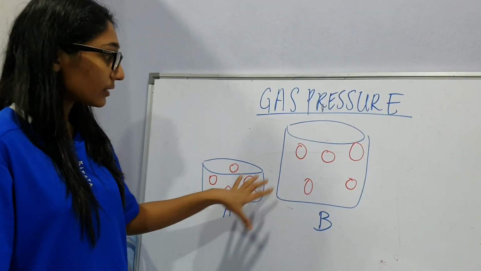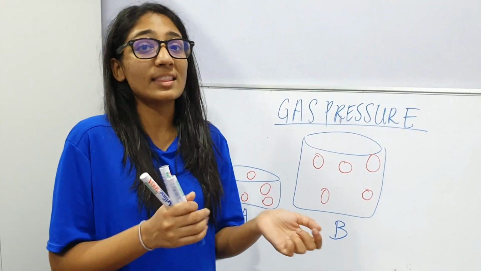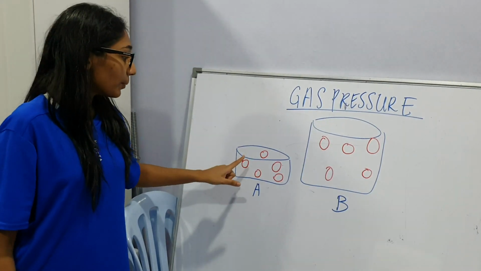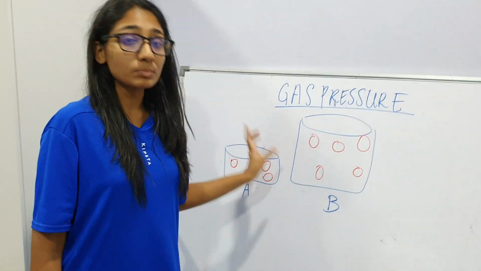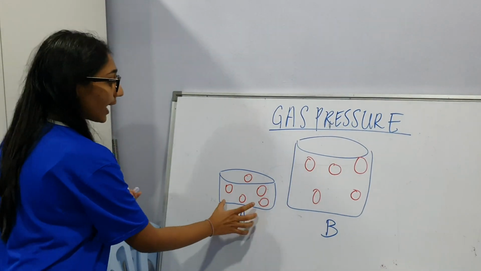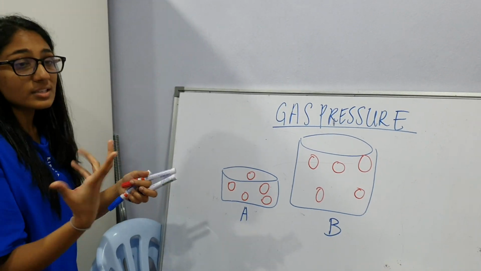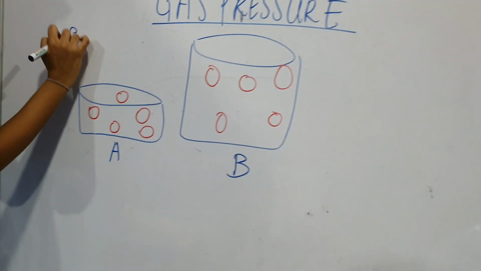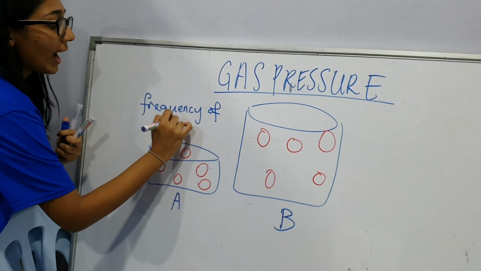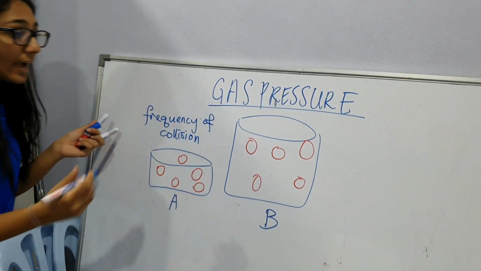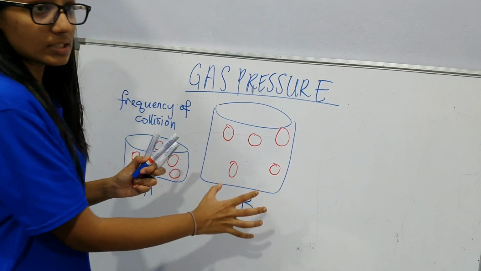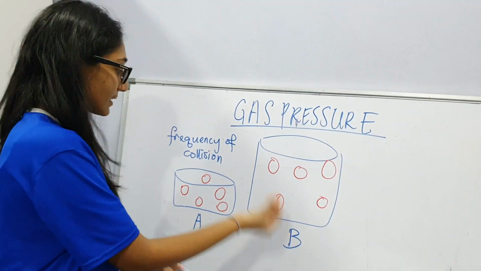More free to move meaning they don't have to squeeze so much or hit each other as much compared to container A, which will most probably have particles hitting each other more compared to container B, which means they collide more with one another. So how much they collide, we refer to it as frequency of collision. Okay, how high is the frequency? High frequency of collision means it collides more. This one is low frequency of collision because it collides much less than A.